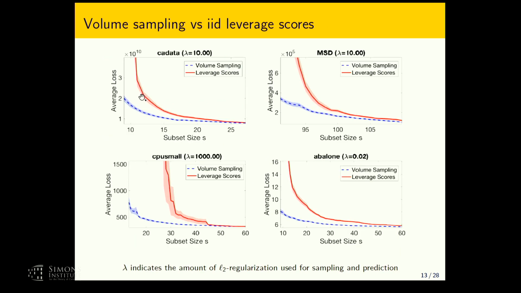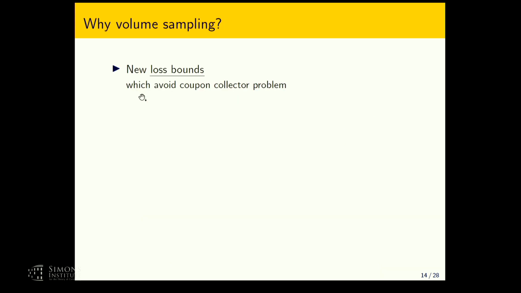To show that this actually shows up in practice, let's briefly look at a few experiments. These are a bunch of benchmark linear regression data sets. X here is the subset size. If our budget is this subset size, what total loss do we get from the estimator? If our budget is very restrictive and the subset size has to be small, then volume sampling works much better, and you can clearly see the coupon collector problem appearing in some cases here.